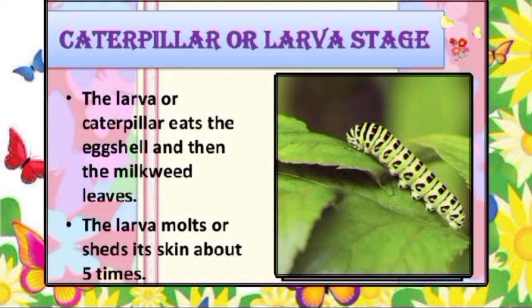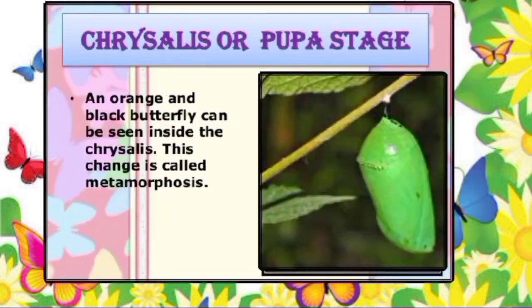The picture shows a small young green and black larva, and the larva or caterpillar eats the eggshell and then the milkweed leaves, and the larva molts or sheds its skin about 5 times. Next stage is pupa stage.